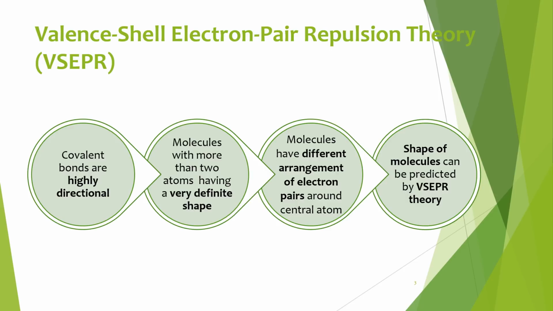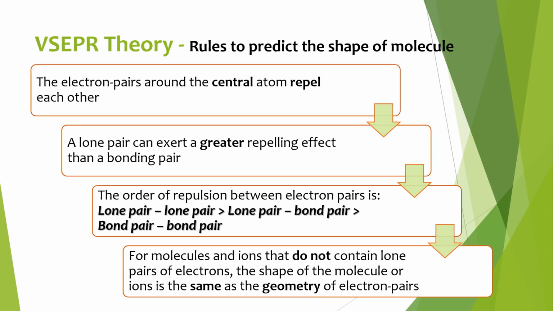The shape of molecules can be predicted by the valence shell electron pair repulsion, or VSEPR theory. VSEPR theory is used to predict the molecular shape of a molecule. Please take note that for VSEPR theory, we will focus on the central atom of the molecule. Some rules need to be followed to predict the shape of a molecule.